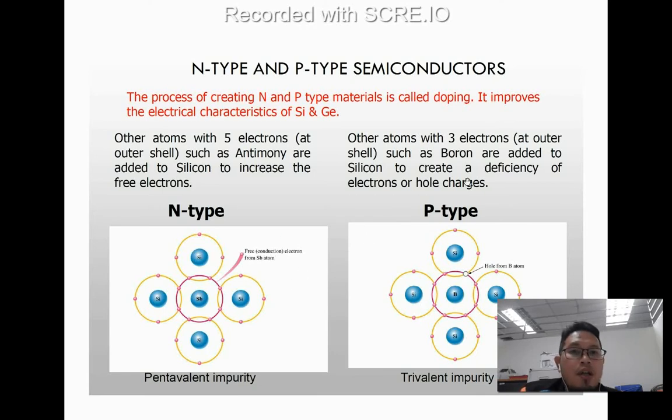Negative charge ion. Compared to the P-type, the other atom is boron, so boron will have 3 outer electrons. Therefore, with 3 added to the 4 outer valence bonds from 4 different silicon, we have 7. Therefore, we are short by 1. This deficiency will produce a hole. So holes refer to the trivalent impurity. This trivalent will produce holes, which are positive charge.